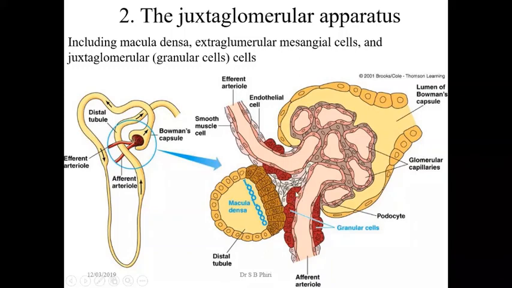So this structure is partly the tube and the vascular system. That's why it's called the tubulovascular component of the kidney nephron, the juxtaglomerular apparatus.